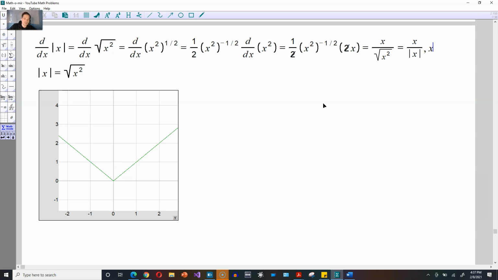This is true assuming x here is not equal to 0 because we don't divide by 0. So in other words, the derivative of the absolute value of x is x divided by the absolute value of x, as long as x is not 0.